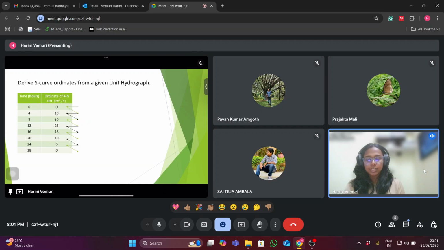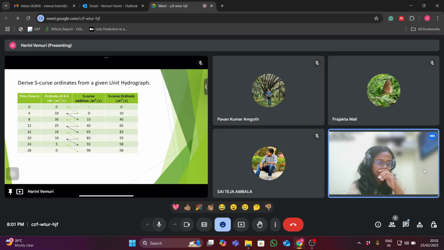Okay, now the next question is asking us to derive S-curve ordinates from a given unit hydrograph. So suppose this is our unit hydrograph, then we would have to do an infinite addition of this unit hydrograph, lagging it by 4 hours each time. Instead of that, we have a simple S-curve addition method. First, these are the ordinates of the 4 hour unit hydrograph. In S-curve addition, we add the previous row of S-curve addition with the ordinate of the 4 hour unit hydrograph. Then we get the current ordinate of S-curve addition.